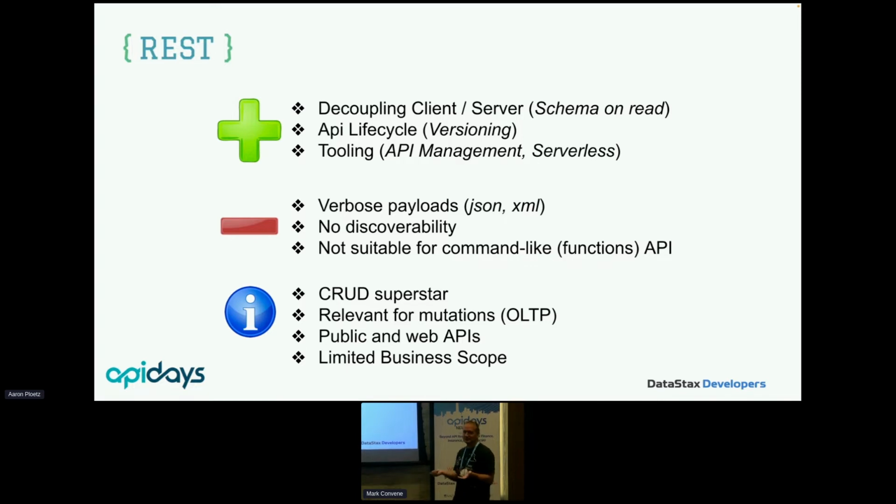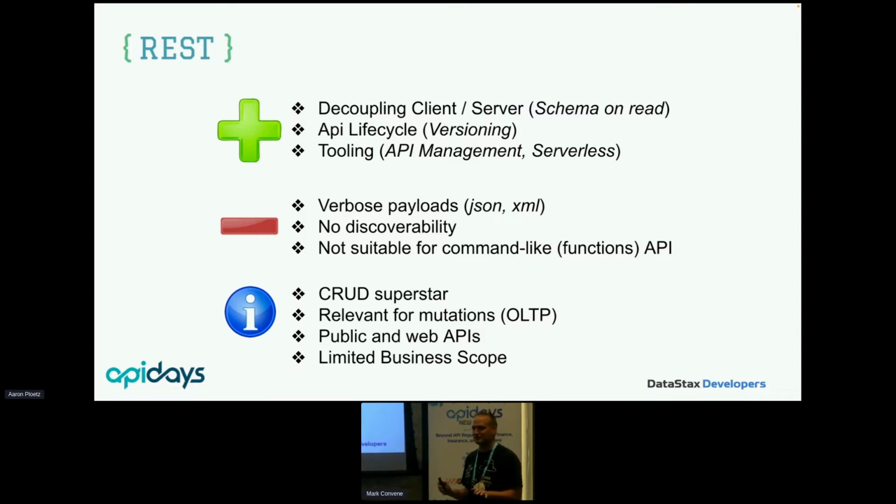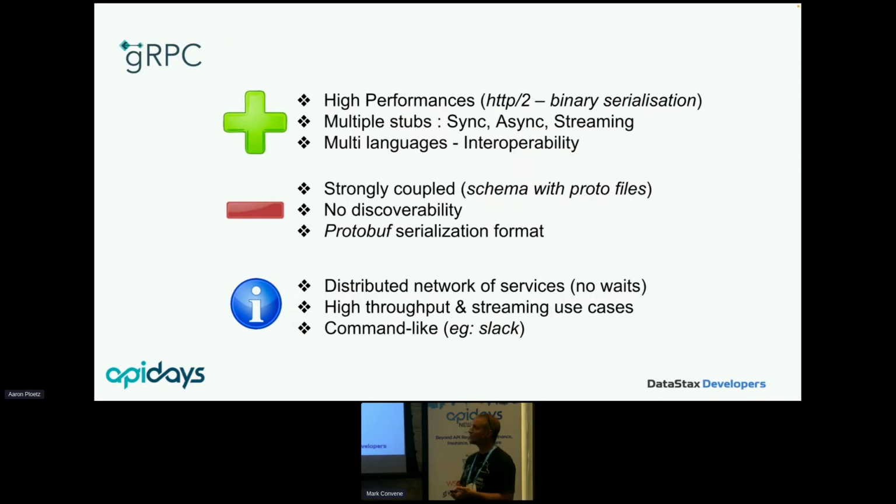Drawbacks of REST. Well, you have some verbose payloads. And again, unless you're using OpenAPI and building a Swagger spec, it doesn't really have that automatic discoverability. It's something you have to think about when you're architecting that out. It's great for CRUD, create, read, update, delete type of operations. Running a command structure through it, probably not so great. It also sees a lot of use through public and web APIs. Really good for OLTP.